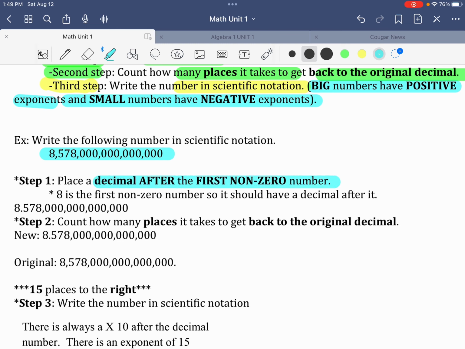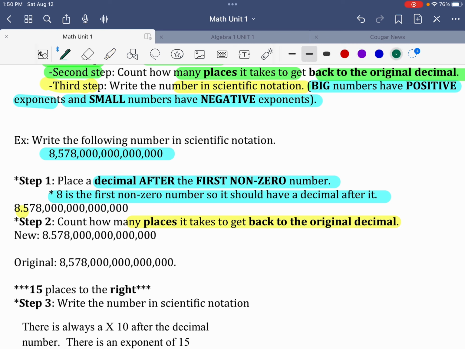The first 8 is the first non-zero number, so it should have a decimal after it. You can see that's been done for you on the notes. It says 8.578 and then a bunch of zeros after it. So that's where we move the decimal to. Now step 2: count how many places it takes to get back to the original decimal.